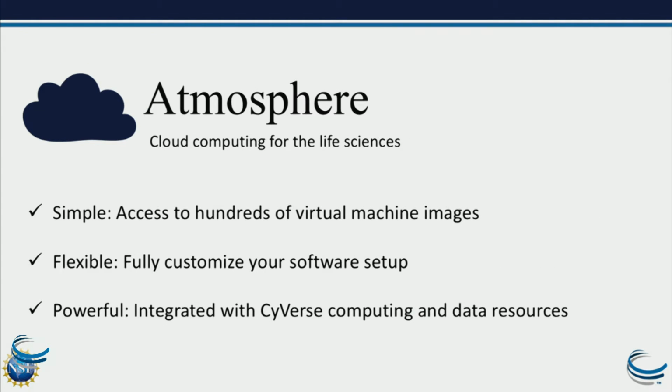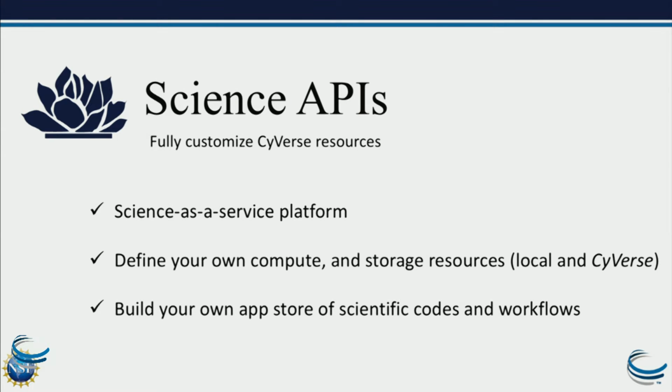Atmosphere is our cloud product, and if you've never used the cloud before, we'll talk a little bit about why you should. You have access to hundreds of virtual machine images, and again, it's fully integrated. The APIs are not going to be demoed today, but they are really important for people who want to customize CyVerse resources, so it's science as a service. You can define your compute and storage resources, and you can build your own sets of custom workflows.